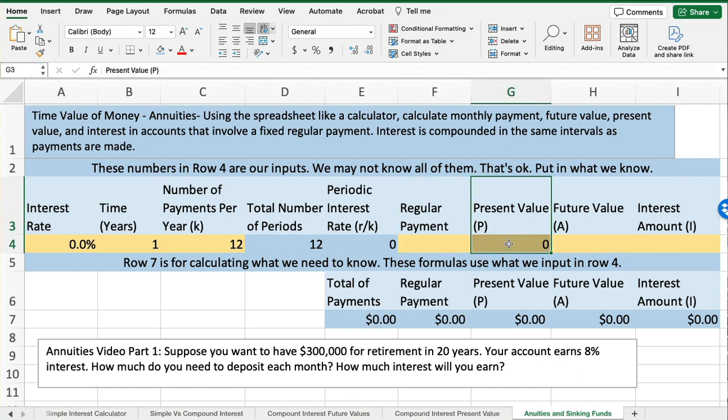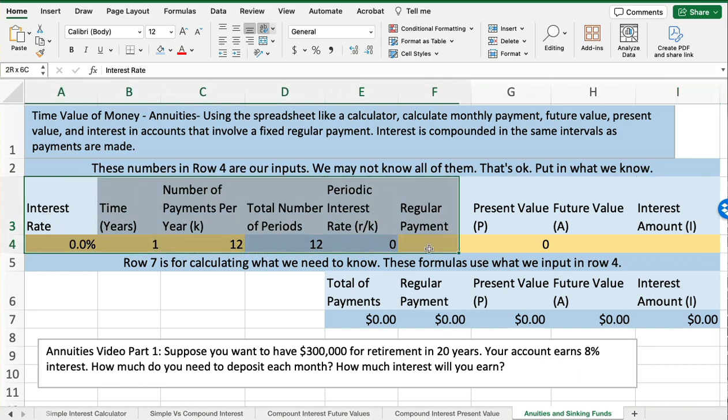Column G is our present value. Column H is our future value. And then column I will be our interest amount if we need it. Typically we don't, but that's there anyway, because sometimes you may be curious about that, or it might be given to you in the problem. Okay, so depending on what you're given in the problem, we've got a place for everything here.